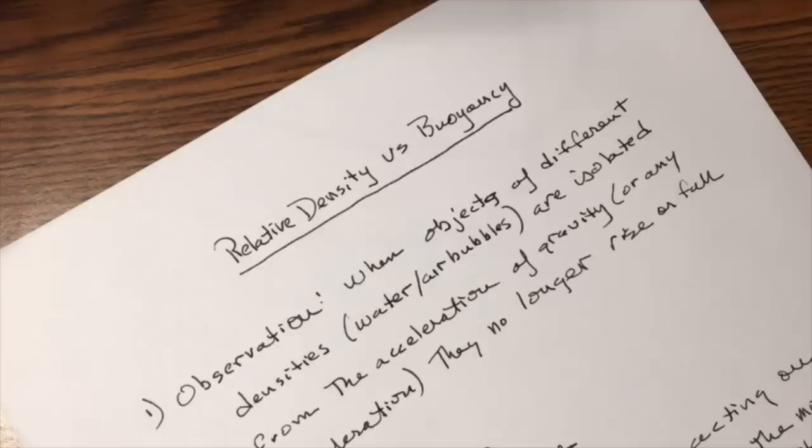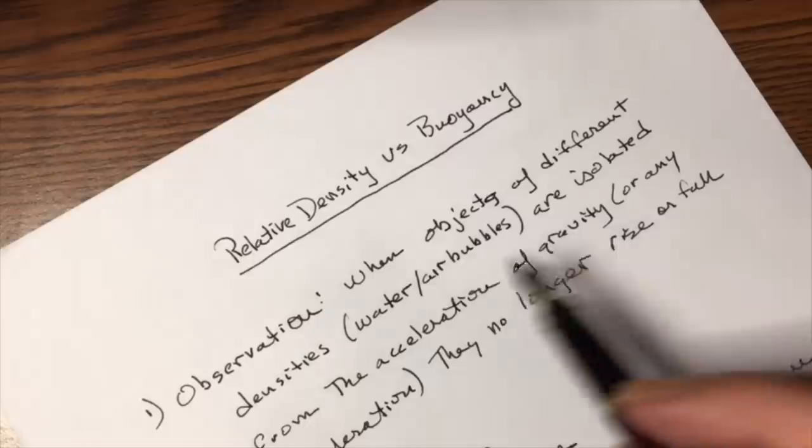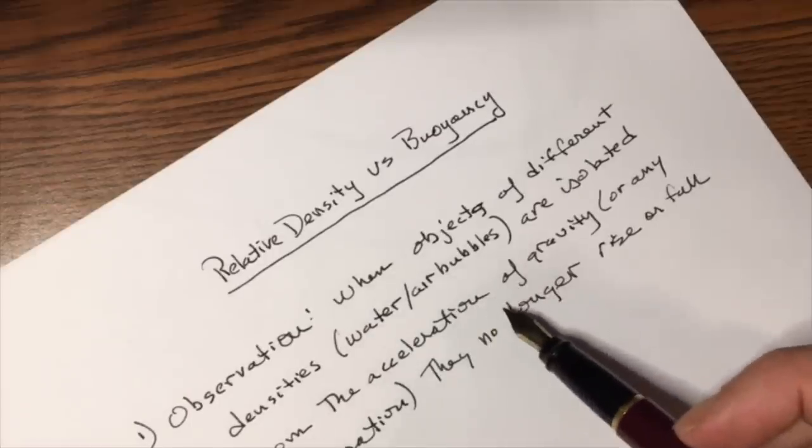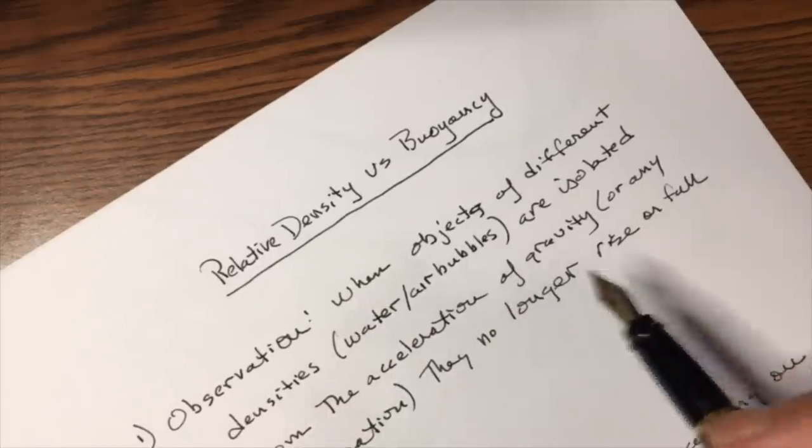Okay, the first experiment done by Sleeping Warrior demonstrated that objects of different densities would move relative to each other in a glass of water, specifically water and a hard-boiled egg, and then changing the density of the water caused the egg to go up and down. We did observe that objects of different densities, such as water and air bubbles, when they are isolated from the acceleration of gravity, no longer rise and fall.